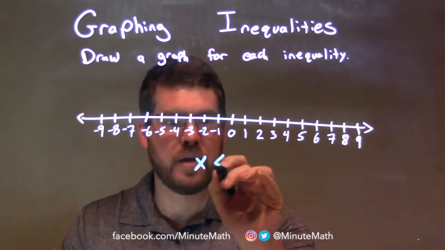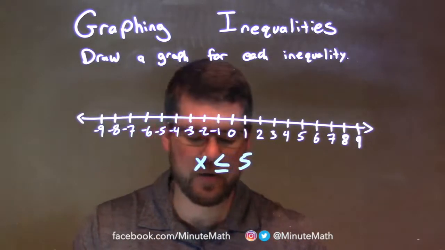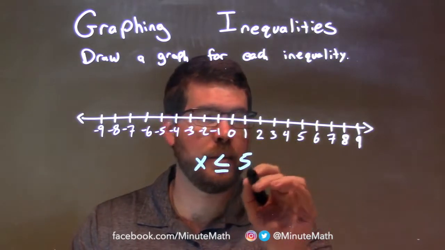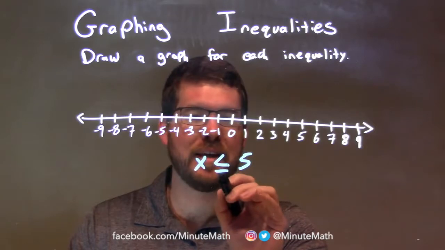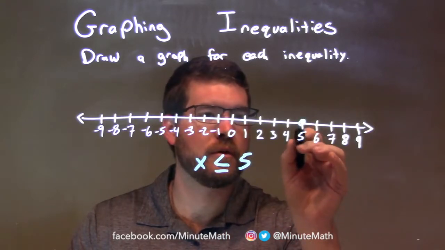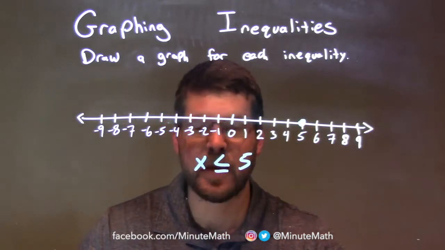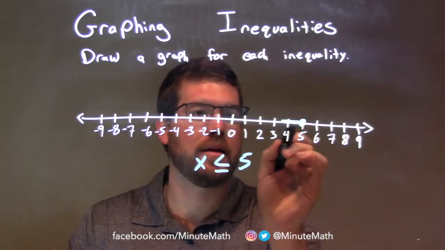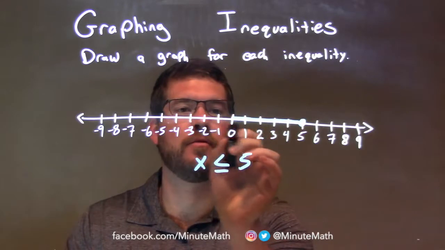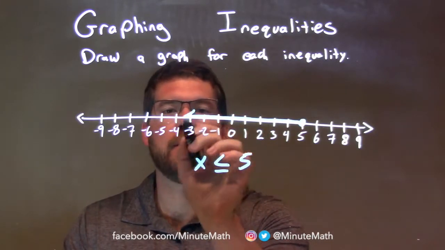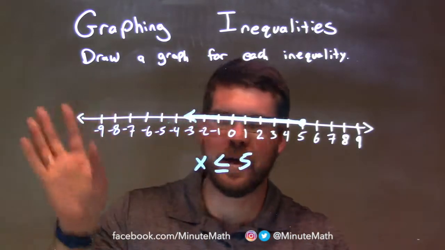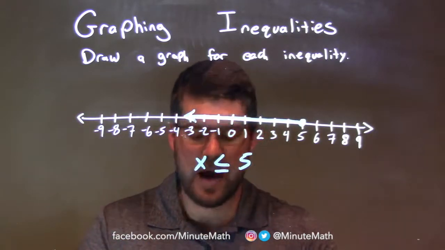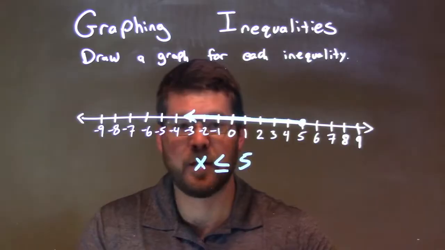X is less than or equal to 5. Okay? So we start here at 5. We see 5, right? Main point, start at 5. And since x can equal 5, we have a closed circle right there at 5. Then we said x is less than 5, so we have to shade to the left. So we say shade to the left for 5. Right there. We don't have to go all the way down to negative infinity, but it does that with the arrow. And so now our graph matches our inequality, right?